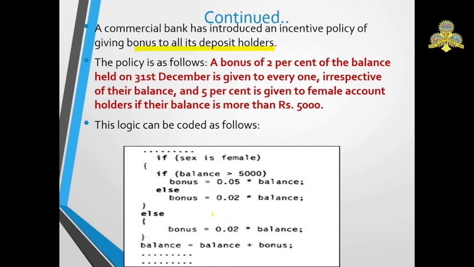Now, here in this diagram, the logic is explained. If the gender is female, then we will see one more if statement. One more if statement is encountered here, that is, if the balance is more than 5,000. Here we are checking two if statements.